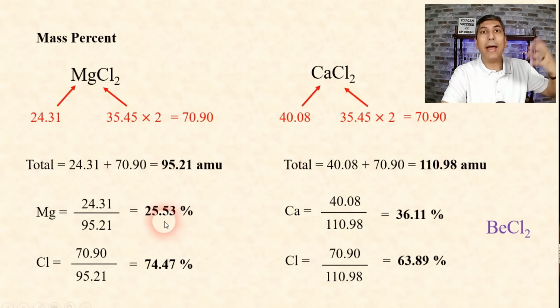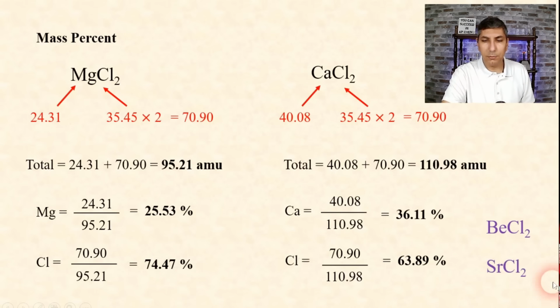and the chloride would be higher than 74 or 75%. What about strontium chloride though? Well, strontium is heavier than magnesium or calcium as far as its atomic mass goes. So that means that the strontium would make up a greater percentage than this 36%, and the chlorine would be less than 63% in strontium chloride. So think about those patterns, because sometimes they like to ask multiple choice questions about mass percent, comparing the amount of chloride or some other element in different compounds.